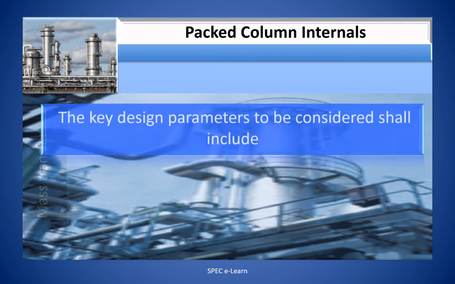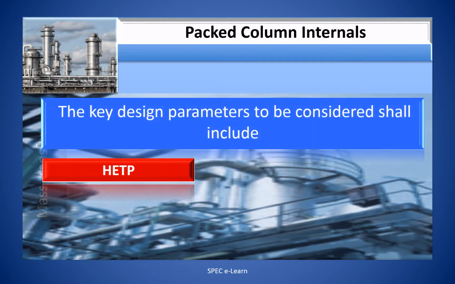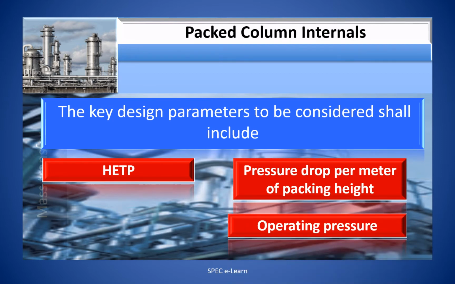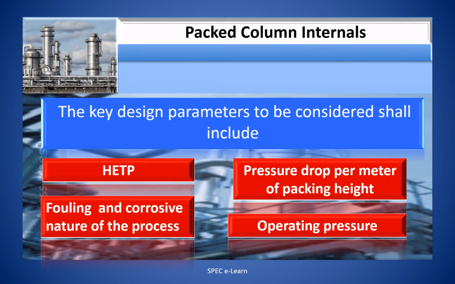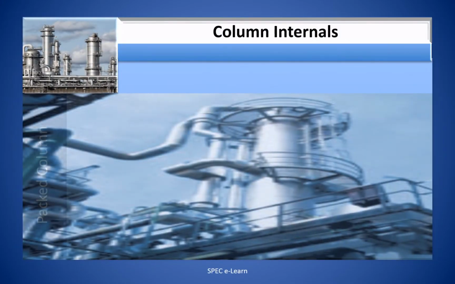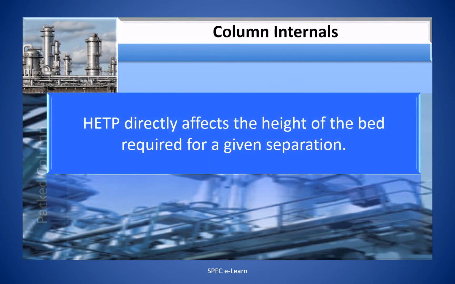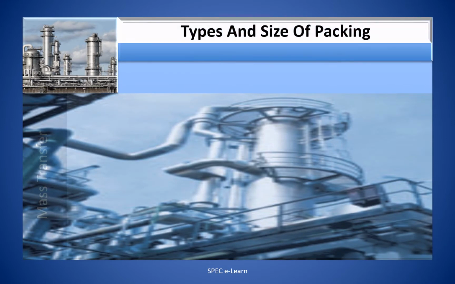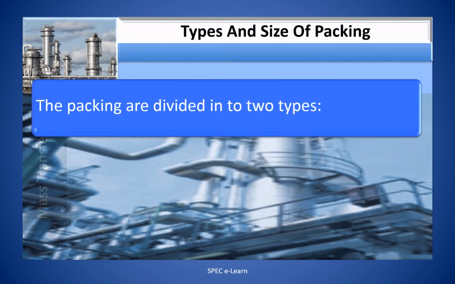The key design parameters to be considered include HETP, pressure drop per meter of packing height, operating pressure, fouling and corrosive nature of the process. HETP directly affects the height of the bed required for a given separation. Hence, it is an important parameter along with pressure drop. We will discuss first the types of packings.